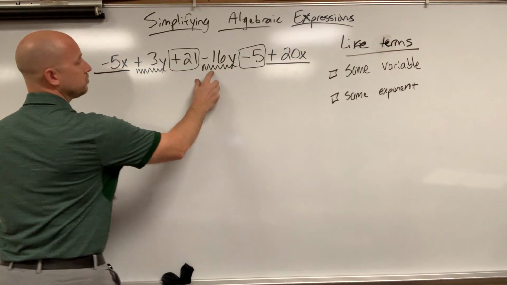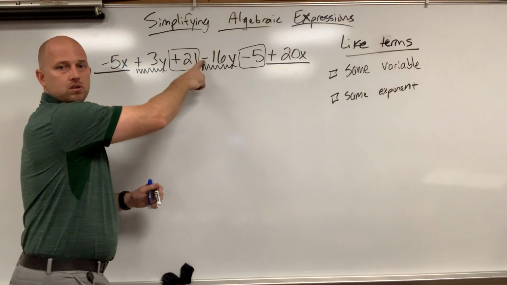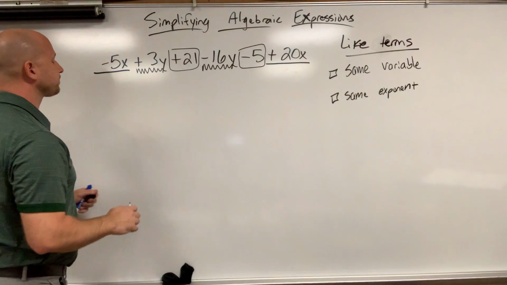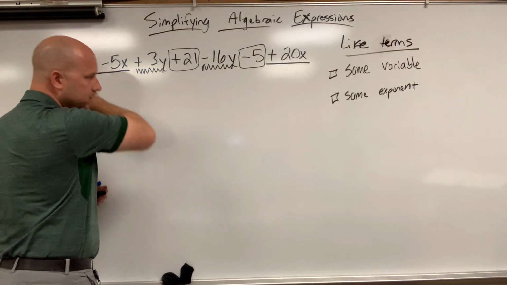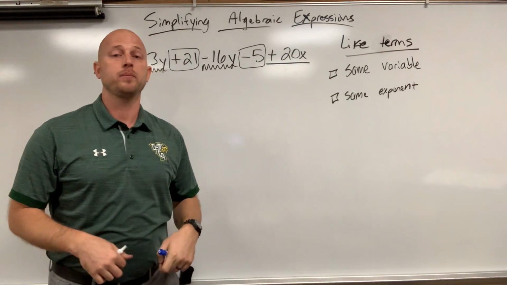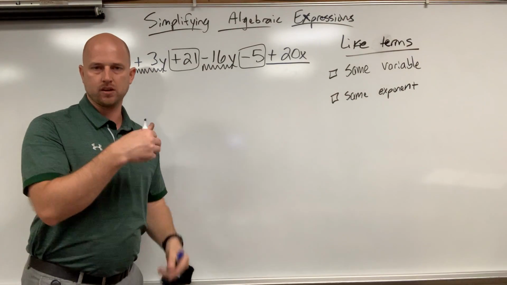Now keep in mind, when you do your lines and your boxes and your squiggly lines, make sure that you remember the sign in front goes with it. Okay. The way that works is because when you're adding 20x, it means it's a positive. When you're subtracting 5, it's a negative. So that's why the sign goes with it.